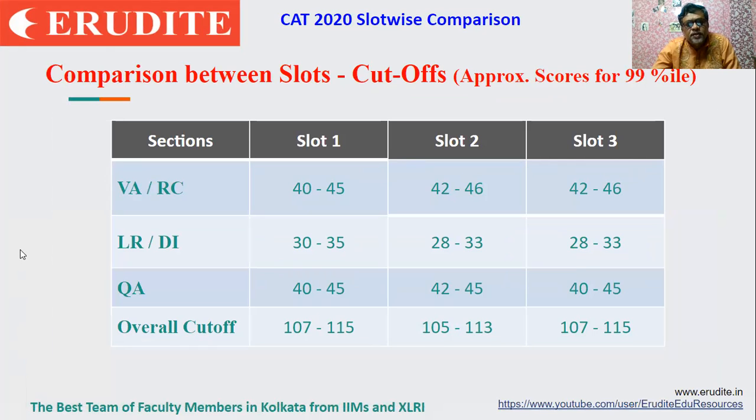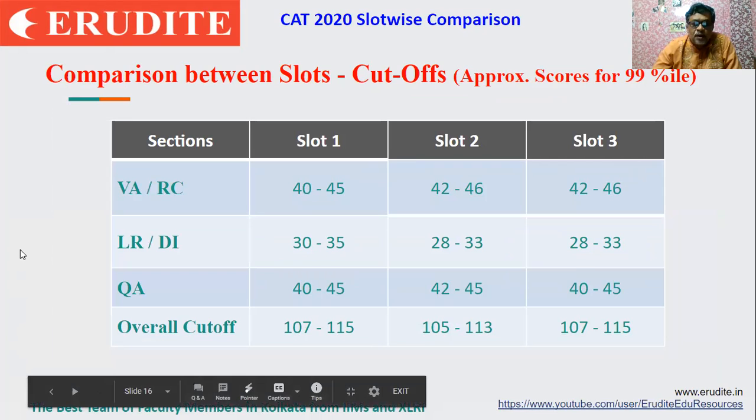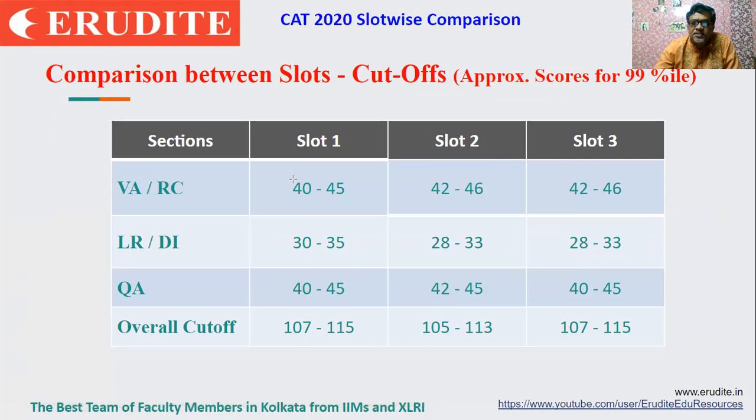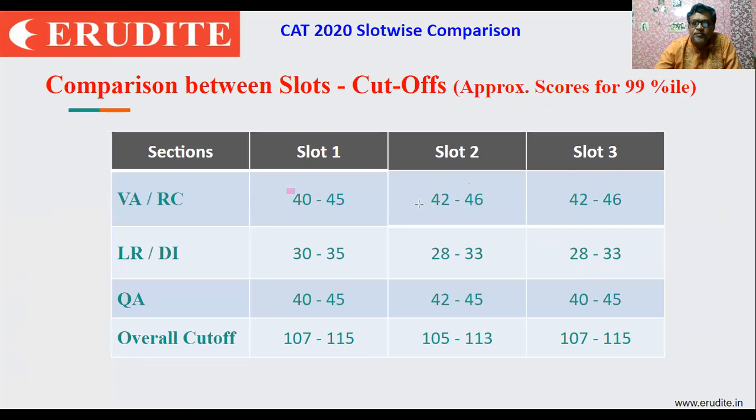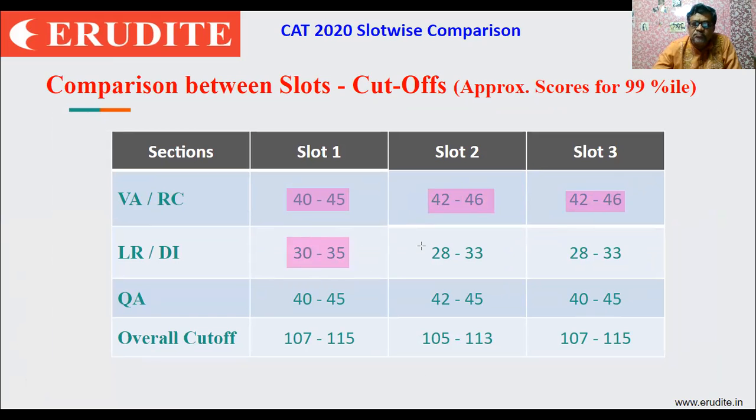Our comparison across the 3 slots, by number of attempts or marks, is this: VARC at around 40 to 45 remains more or less the same, 40 to 46, or in slot 3 also 40 to 46. It remains more or less close. DILR 30 to 35, though in the second slot we received some responses that it was tougher, and in the third slot also a similar kind. However, around 30 should be enough for 99 percentile plus.